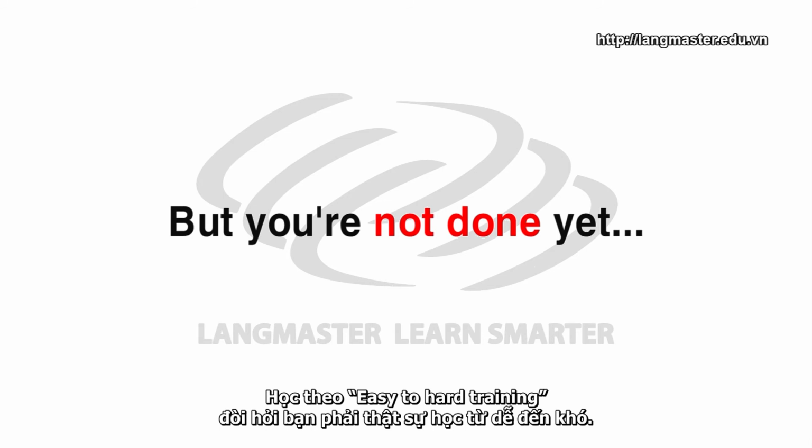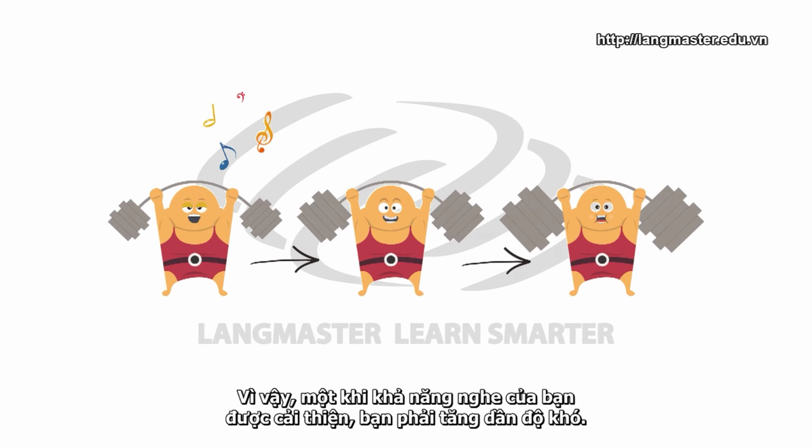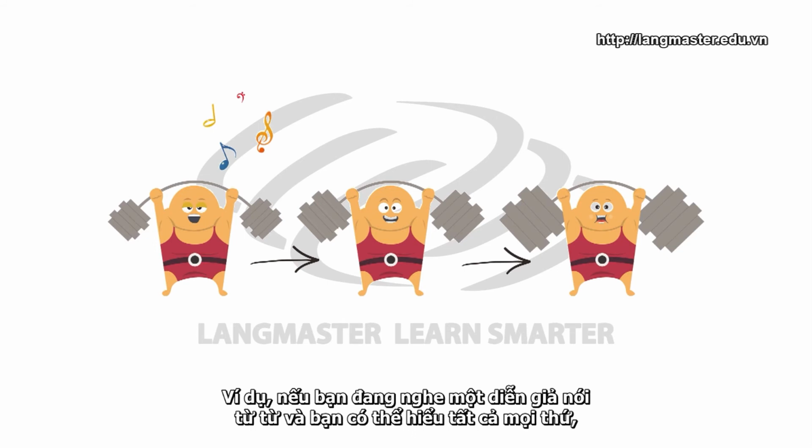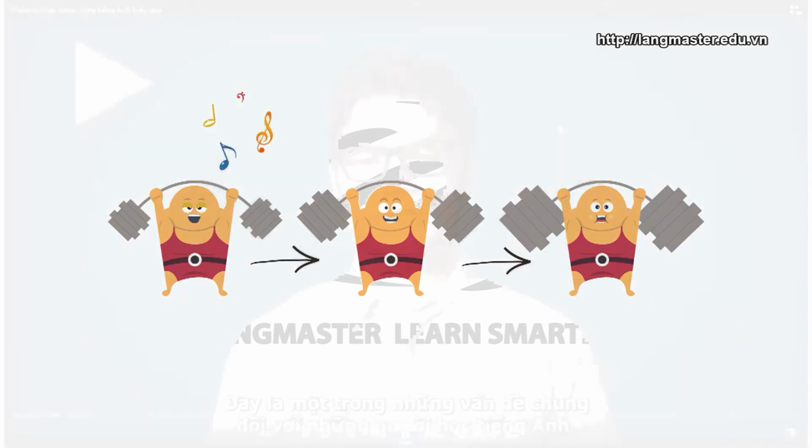Easy to hard training requires you to go from easy to difficult. So once your listening skills improve, you have to gradually increase the difficulty. So, for example, if you're listening to a speaker that speaks slowly and you can understand everything, instead of listening at the normal speed, speed it up like this.